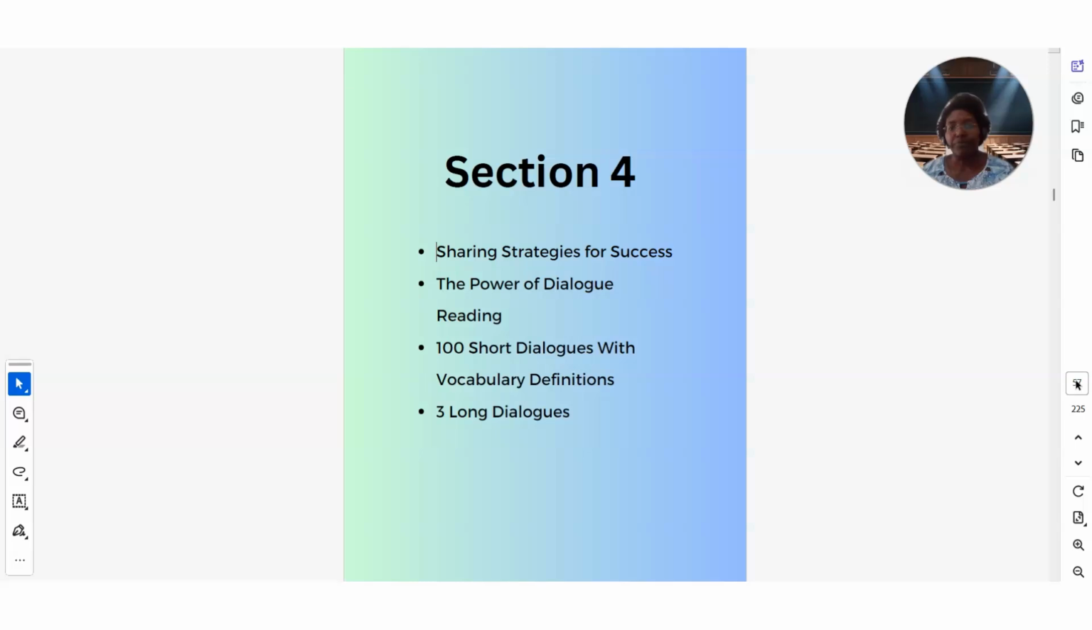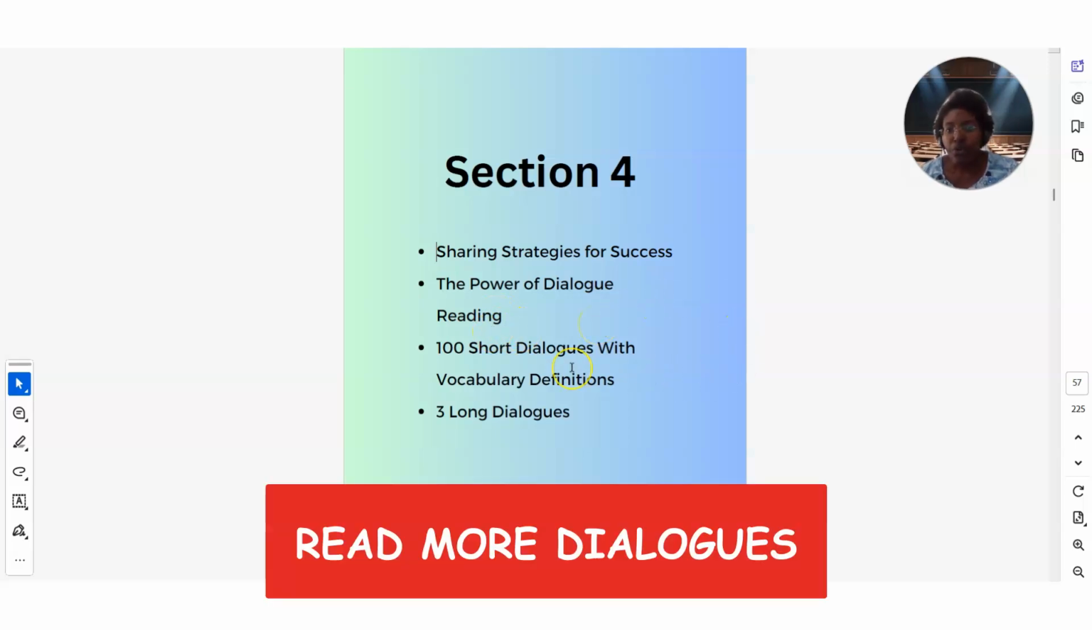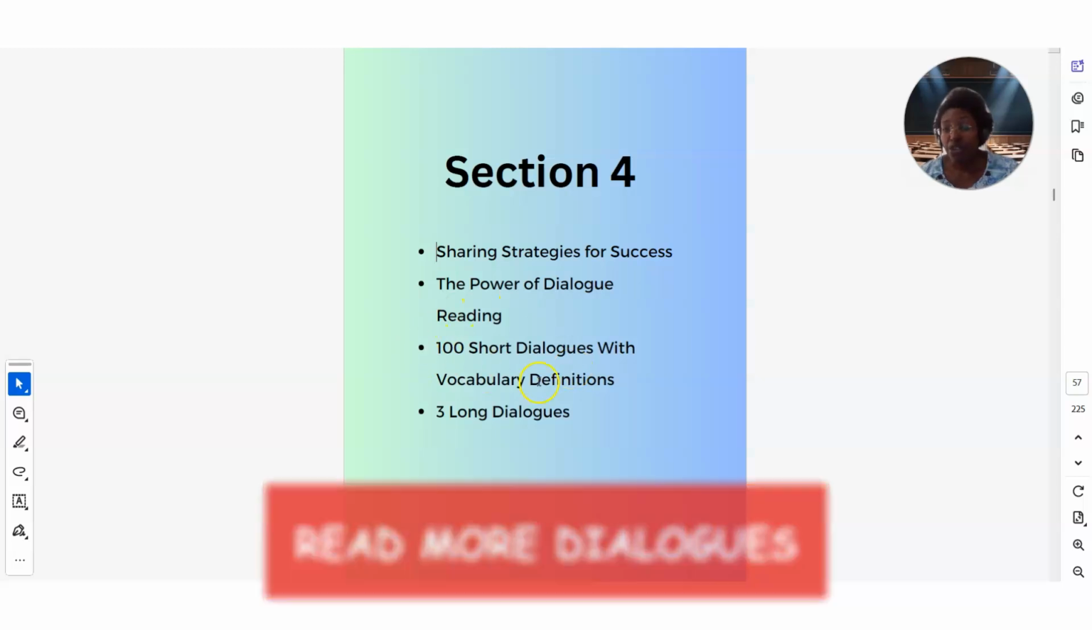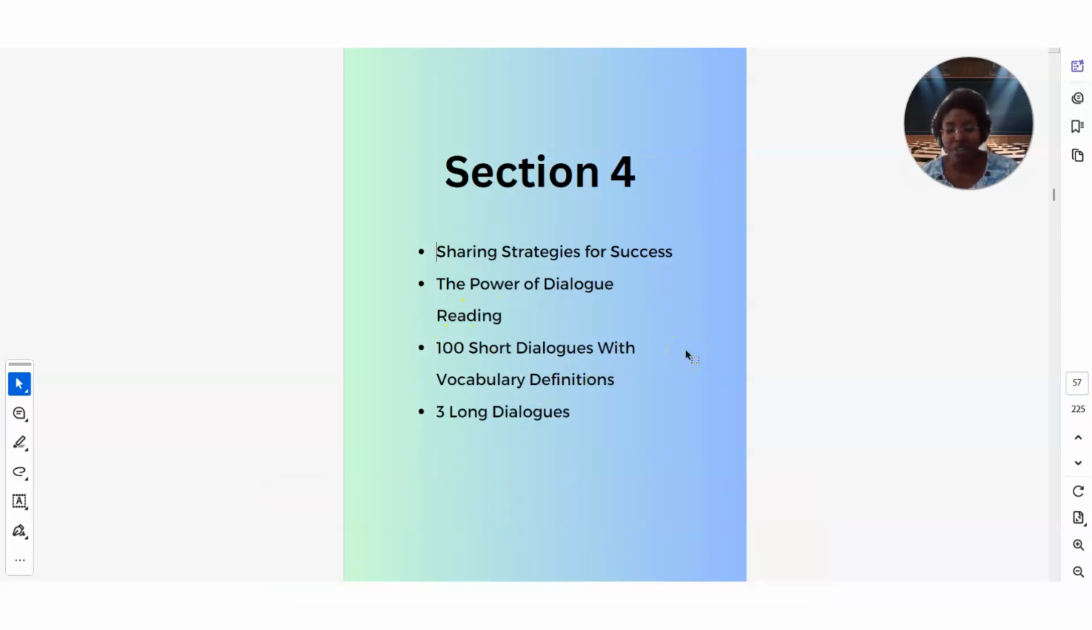So section 4, we're going to discuss some strategies to speak more fluently. Also, we're going to talk about the power of dialogue reading. If you're not reading dialogues, you need to be. I'm going to go over some short dialogues. We have 100. We won't go over all 100, of course, with vocabulary definitions. And then we have 3 long dialogues. So if you're not sure what I mean by dialogues, I'm going to show you.